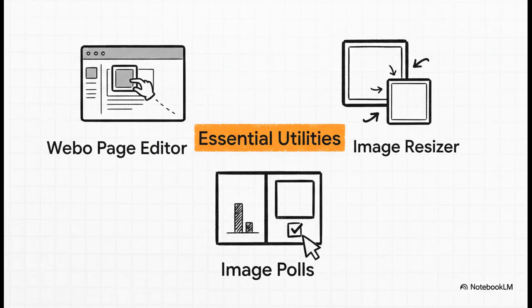And finally, we can't forget the essentials, the unsung heroes that make everything else possible. The Webo page editor is your command center. It's where you'll actually place all these cool things on your pages. The image resizer is a lifesaver for making sure your photos look great and load fast. And if you want to have some fun and get your audience involved, image polls let your visitors vote on their favorite pictures. It's a great way to boost engagement.